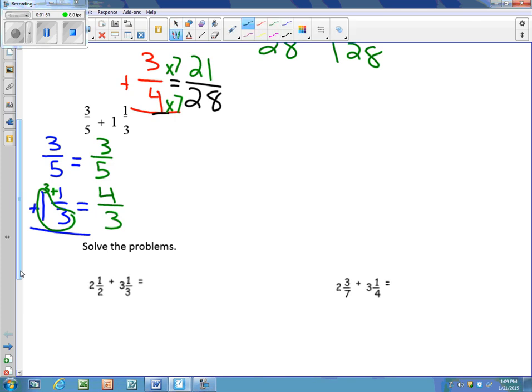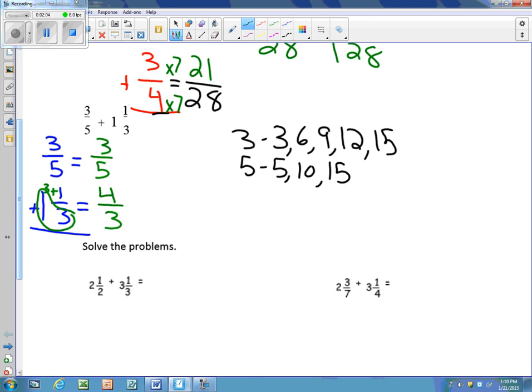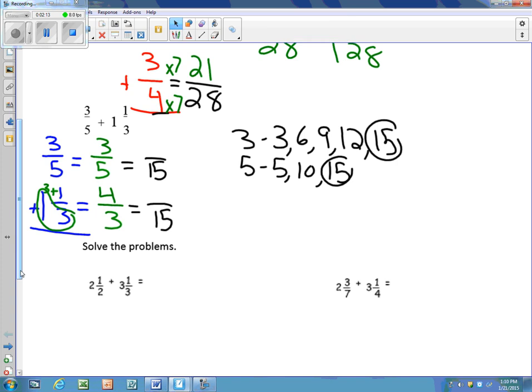And when I skip count by 3 and by 5, so I have 3 and I have 5, because those are my denominators, I notice that 15 is my new denominator. So I set that up. I then take notice that I did 5 times 3. So I have to do 3 times 3, which is 9. And here was 3 times 5, so 4 times 5 is 20.